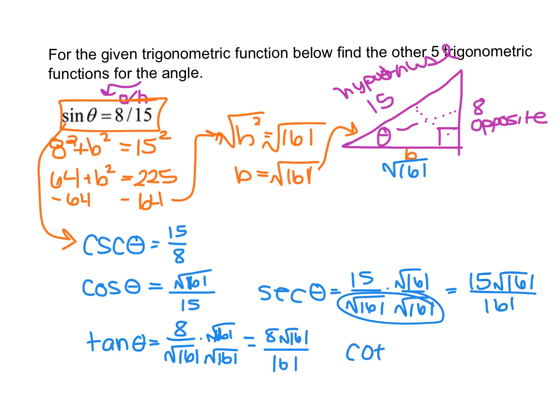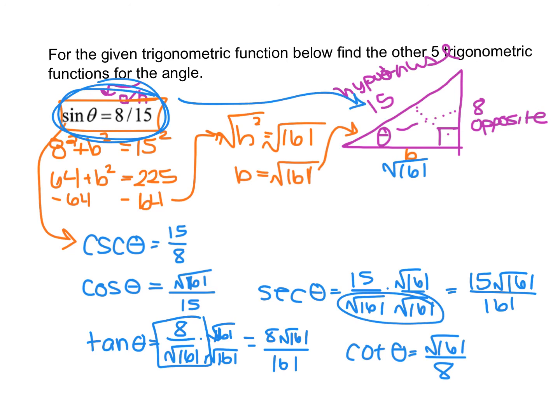And then cotangent, I'm going to flip this original tangent here. We have square root of 161 over 8. So for these ones where they give you values, you need to draw a picture of it so that you can then find your missing value. And then it's the same process as before. You use your knowledge of what the ratios are, using SOHCAHTOA as a reference, and then flipping to the reciprocals for the other 3.